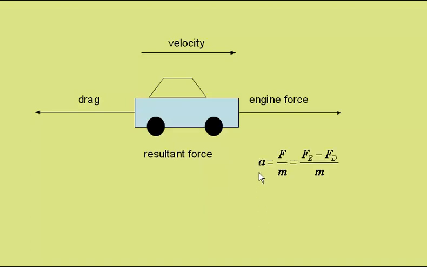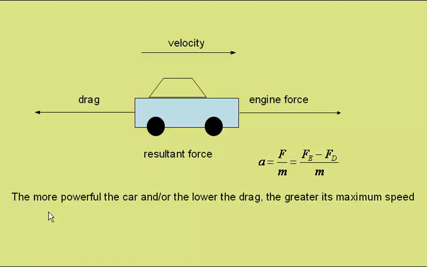We know that acceleration is equal to force divided by mass, and in this case the resultant force is equal to the force due to the engine minus the force due to the drag. The more powerful the car and or the lower the drag, the greater its maximum speed. A more powerful car will be able to produce a larger F sub E term here, and a more streamlined car will have a smaller drag force here.